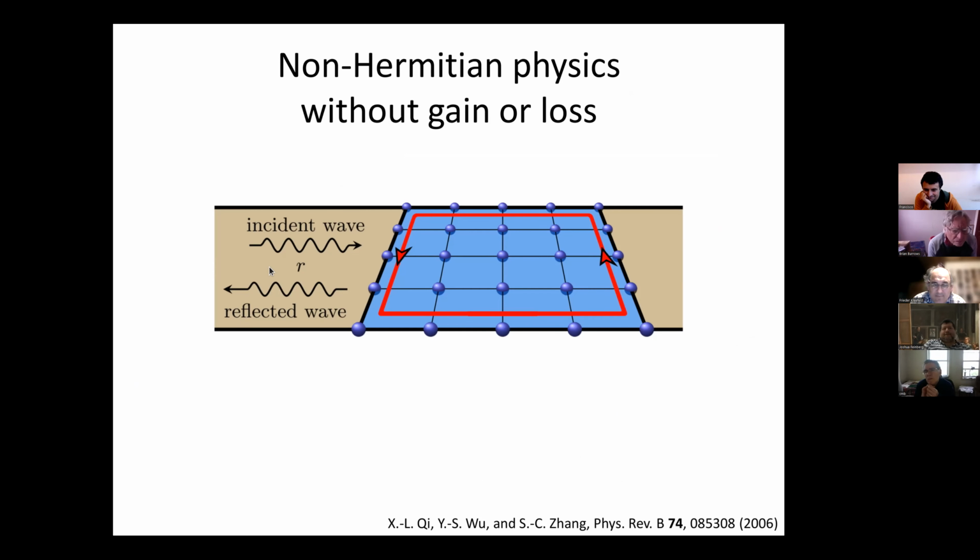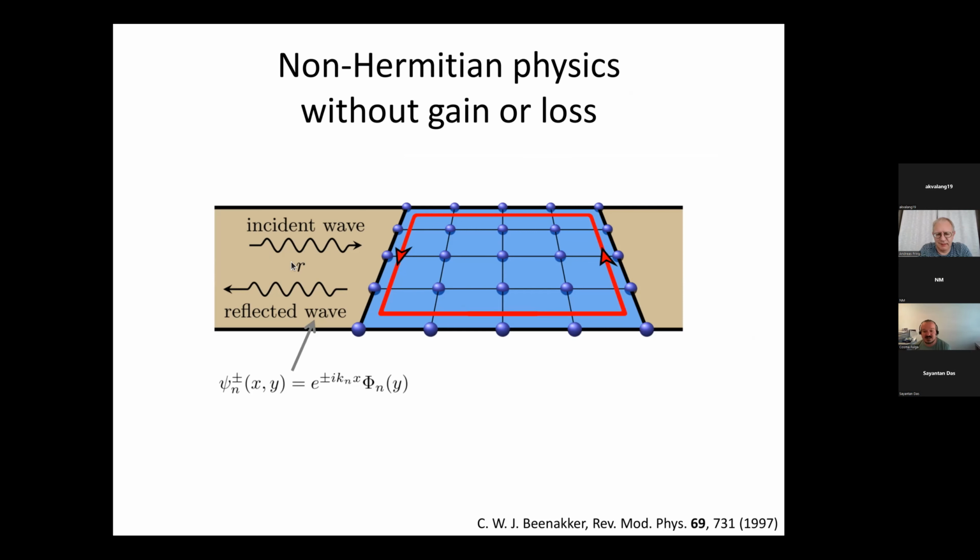You can think of it as being a metallic lead if you're doing electrical transport, or you can think of it as being some kind of waveguide if you're thinking more along the lines of optics. But okay, this is a waveguide and it supports propagating waves. This is the second one. So you can study how these waves are scattered by the presence of the Chern insulator.